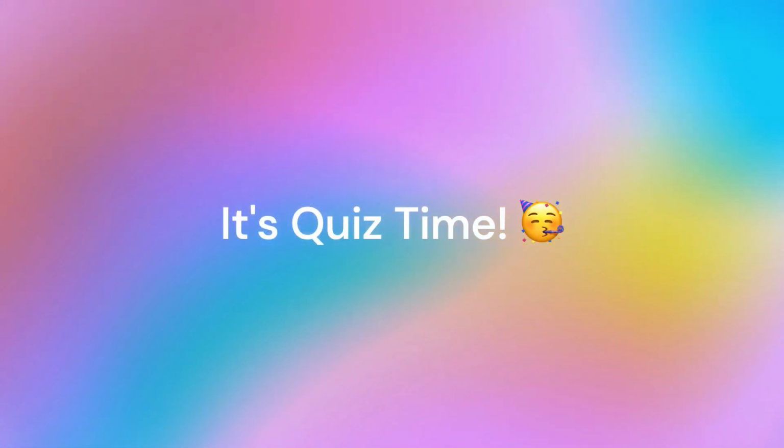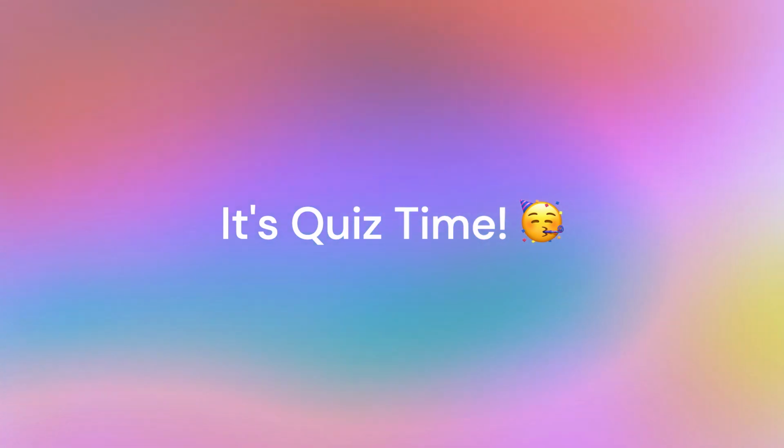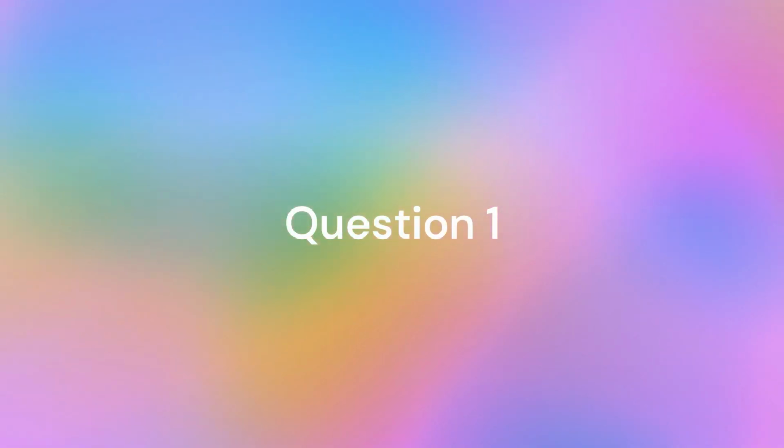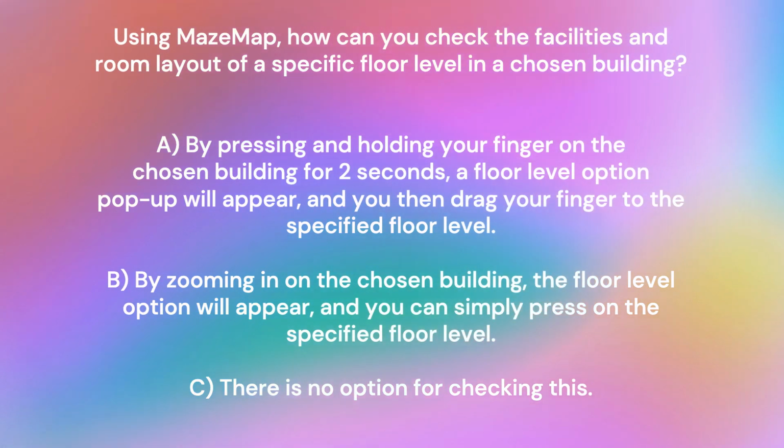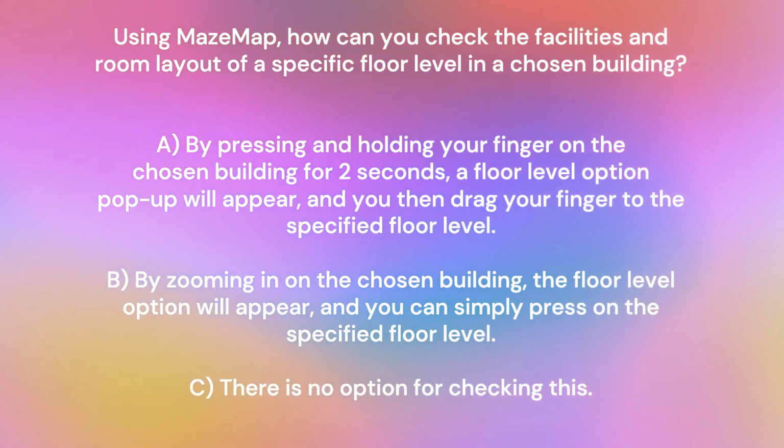Now, let's move on to a quiz to check your knowledge about the MazeMap application. Do you think you can go 3 for 3? Question 1. Using MazeMap, how can you check the facilities and room layout of a specific floor level in a chosen building?